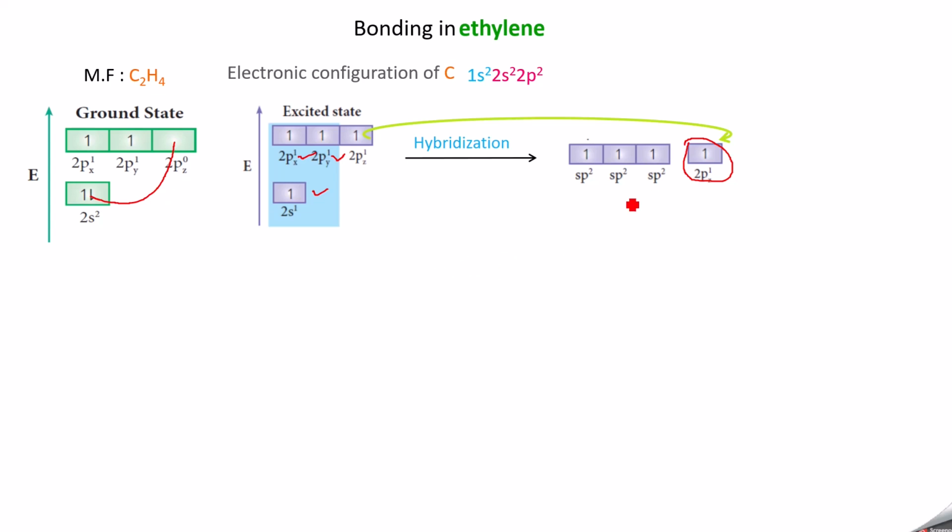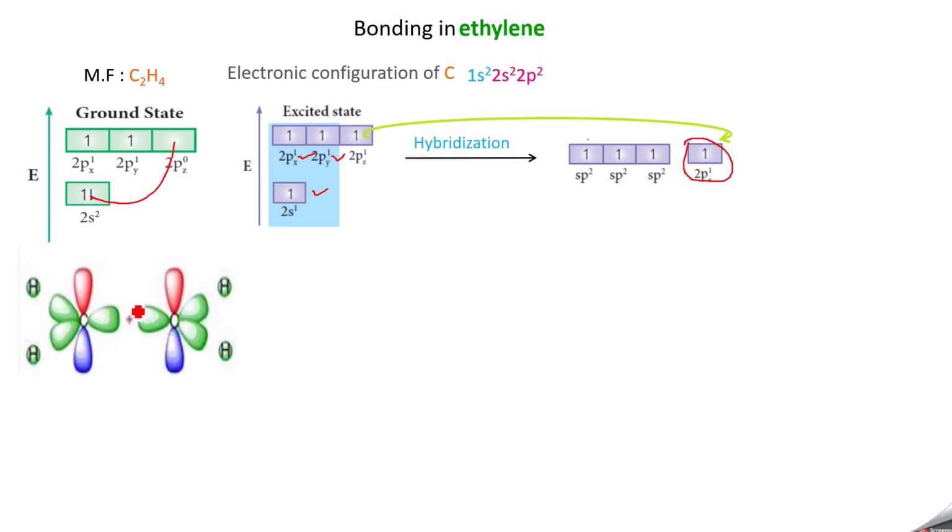This is for one carbon. So you can take for one carbon, these are the 3 sp2 hybrid orbitals, and this orbital and this orbital are the unhybridized pz orbitals. So here also you have one pz orbital. Here this one, this and this, these are all hybridized orbitals.